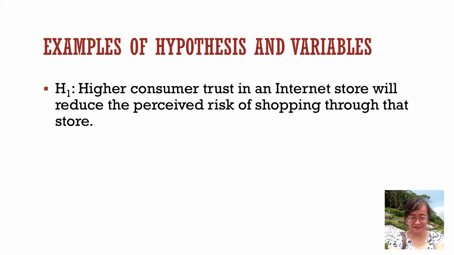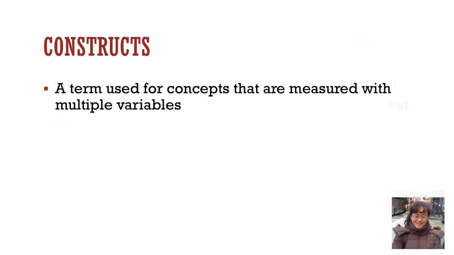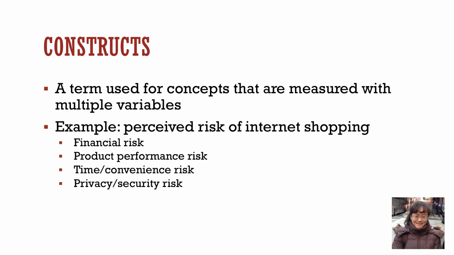Sometimes a single variable cannot capture a concept alone. Using multiple variables to measure one concept often provides a more complete account of some concept than could any single variable. So a construct is a term used for latent concepts measured using multiple variables. For example, a shopper's perceived risk of internet shopping is not a single variable concept, but is inferred by using 4 indicators, such as financial risk, product performance risk, time convenience risk, and privacy security risk.